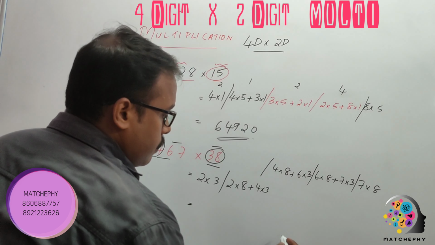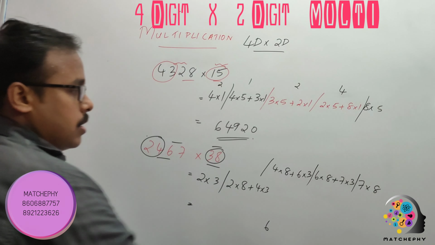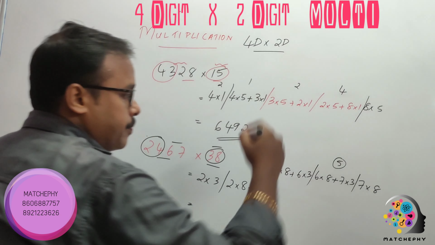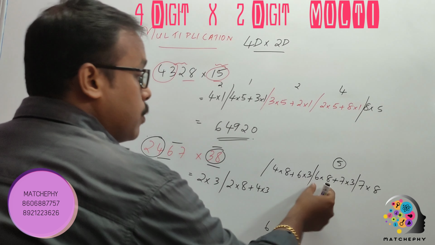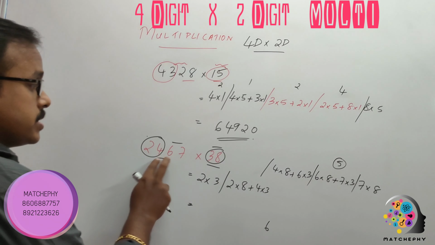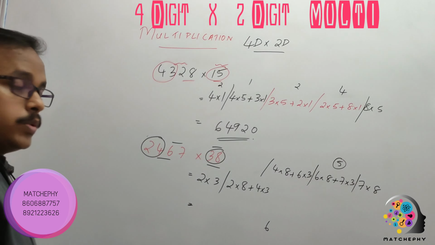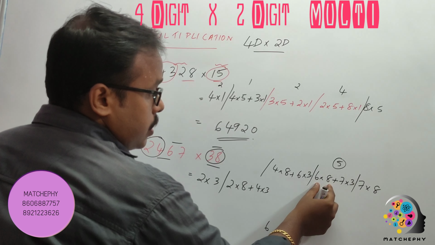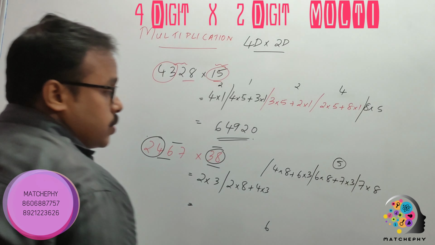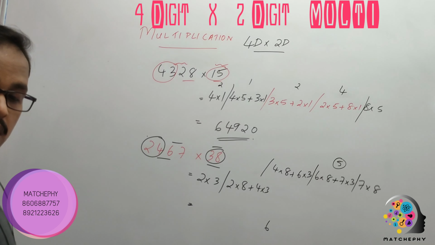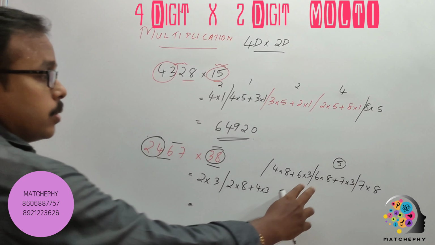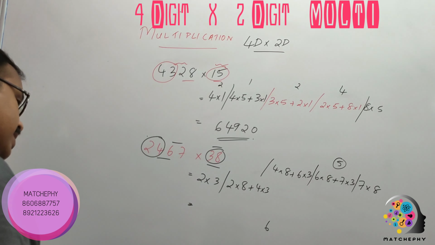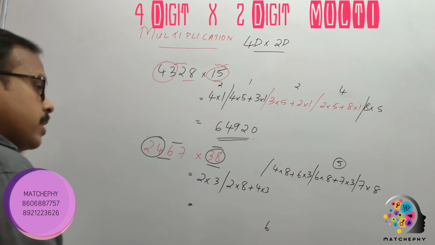7 8s are what? 56. Okay. 5 will be the carryover. Now, here, some more calculations are there. Why? Because I have used some bigger numbers. Okay. Let's see. 6 into 8 is what? 48. Plus 7 into 3 is what? 21. 48 plus 21. How much is 48 plus 21? Just keep it in mind. Just try to do it in mind.